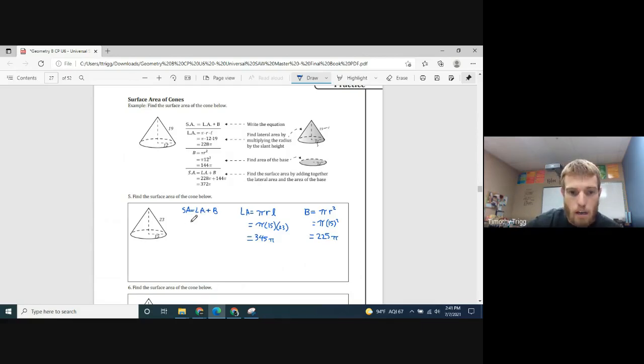So for our surface area, you add the lateral area, which we found right here, that's 345 pi, plus the base area, which in our case is 225 pi. That gives you a total surface area of 570 pi.